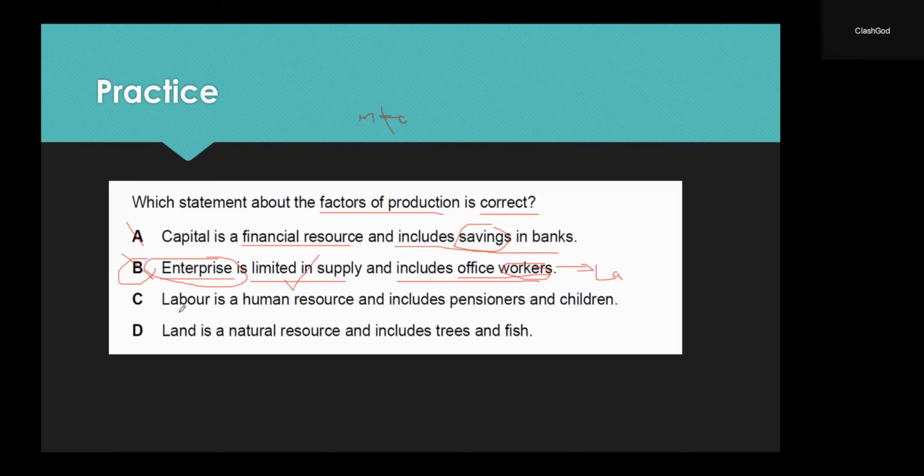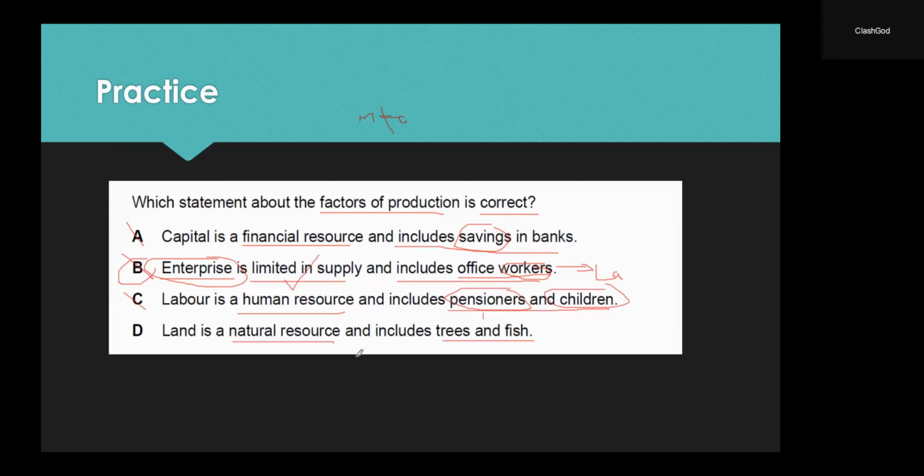So C, labor is a human resource and includes pensioners and children. Of course, this is not right. Pensioners are retired and children are too small to work, so they are not labor, they are not workers. Finally, D, land is a natural resource and includes fish and trees.